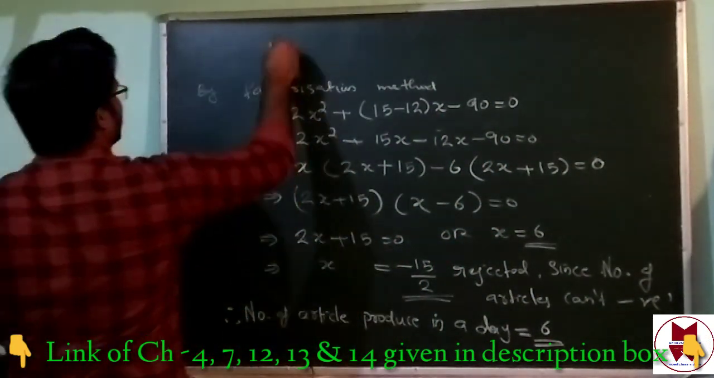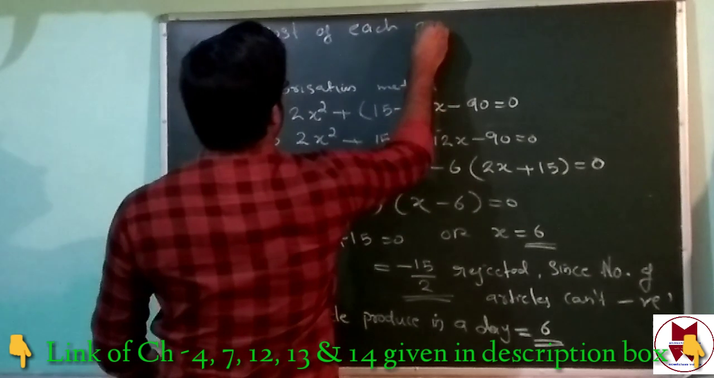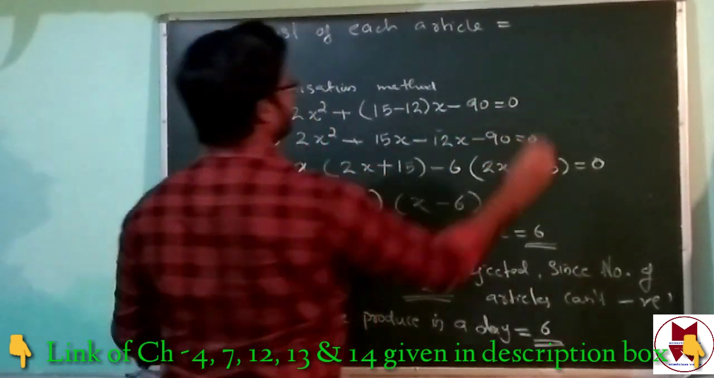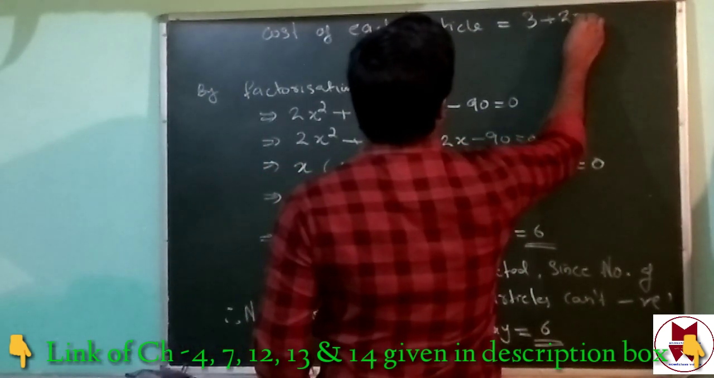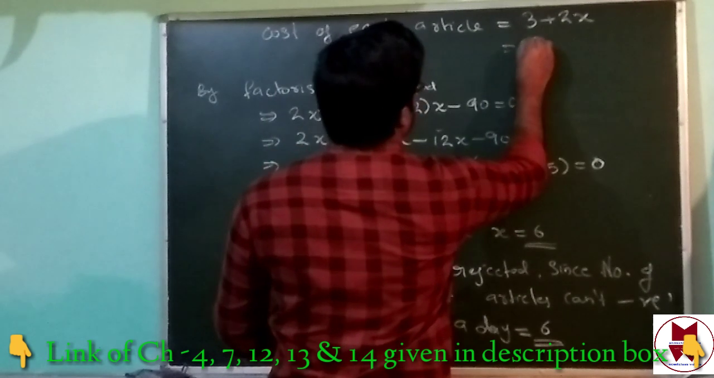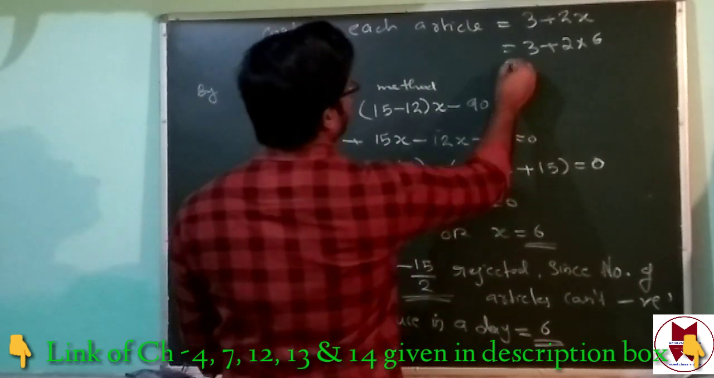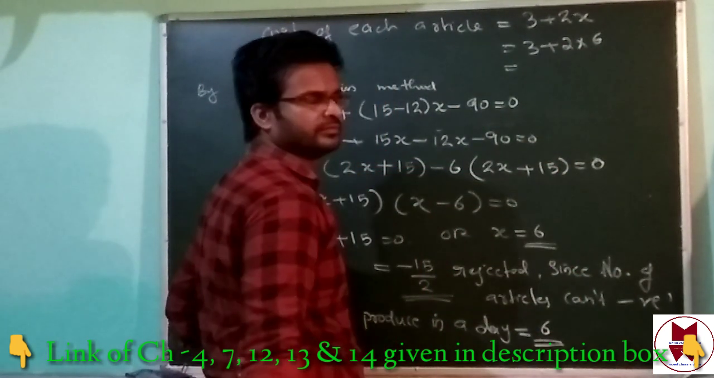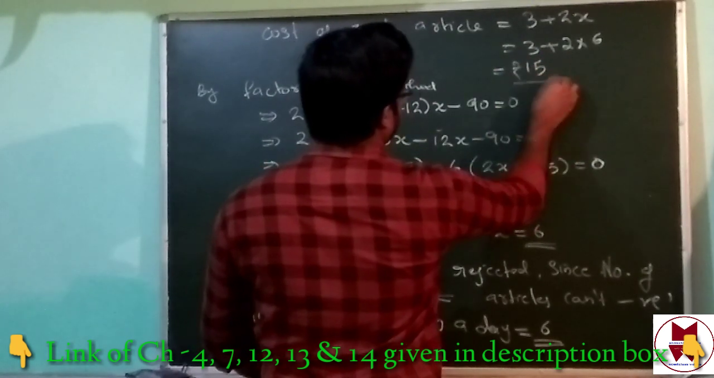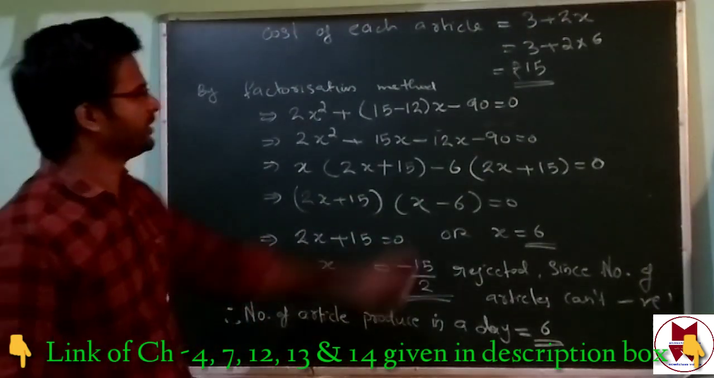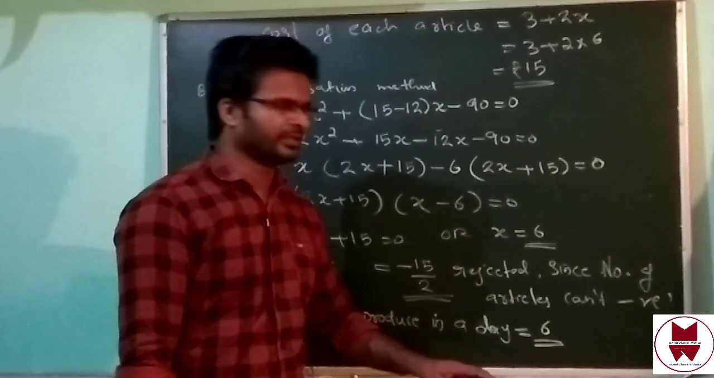Then the cost also we have to find out. Cost of each article equal to, what is cost? Cost you already wrote, that is 3 plus 2x, isn't it? Then 3 plus 2 into x, x is 6. Then 2 into 6, 12, plus 3, 15. That time the cost of each article is 15 rupees. The unit is rupees for cost. This is our answer. This exercise is finished.